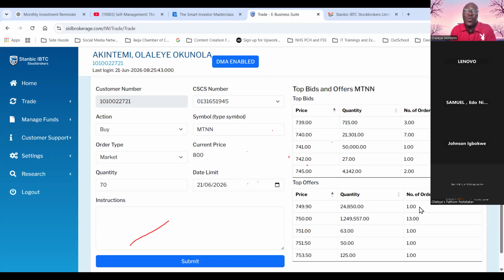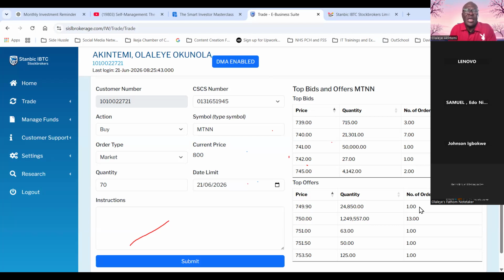The price will be slightly different on different platforms, but don't worry about it. Don't go around looking at how much it is on Afri Investor, how much it is on Bamboo, or how much it is on Cowrywise, because you cannot go and buy on that platform if you have not chosen those platforms as where you buy your stocks.